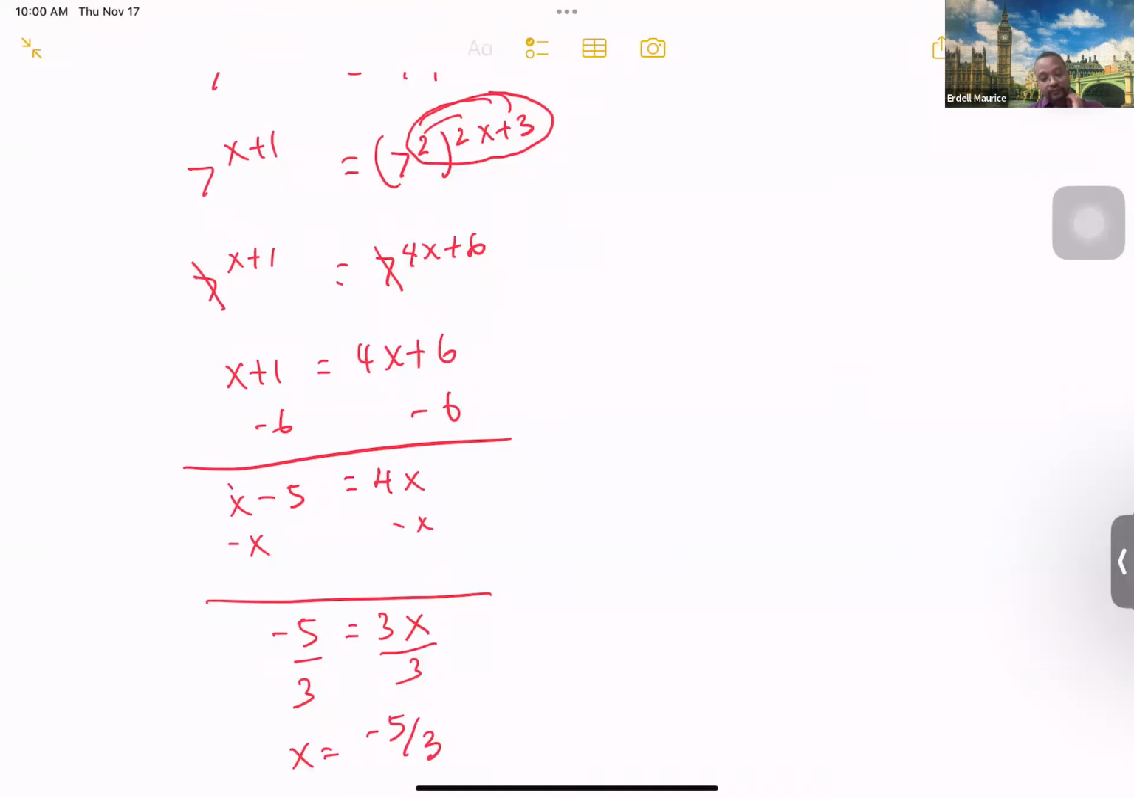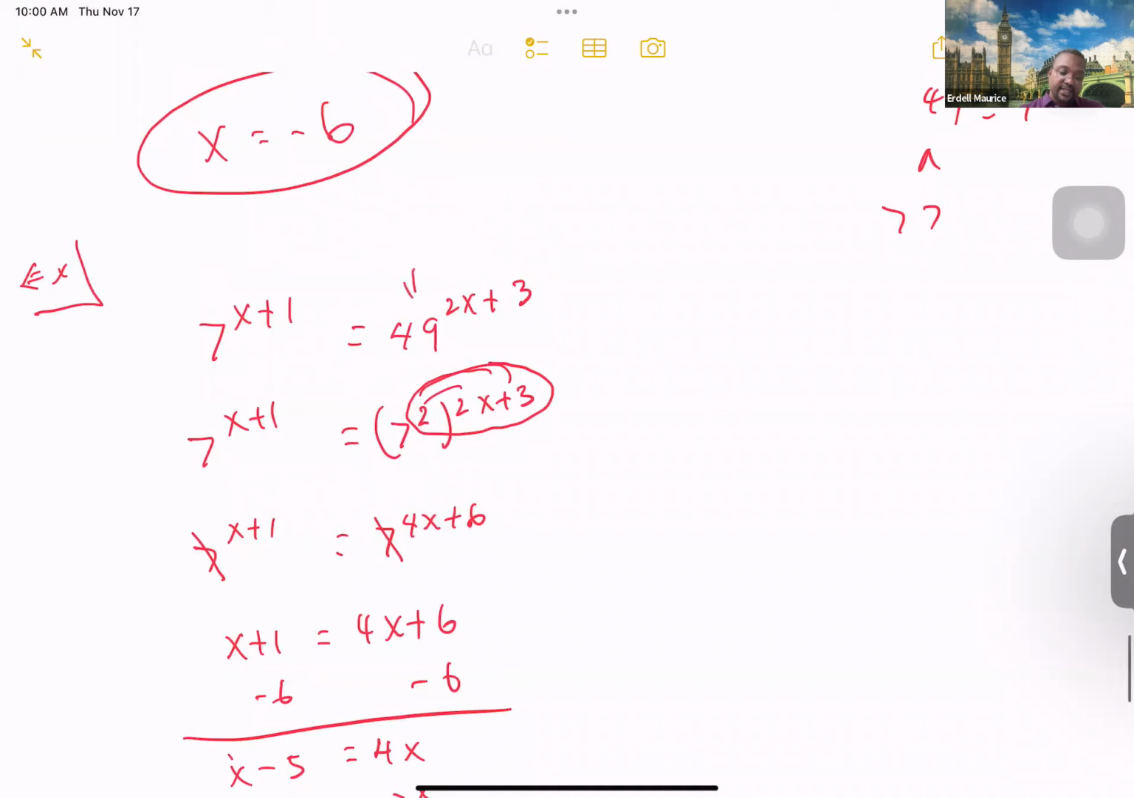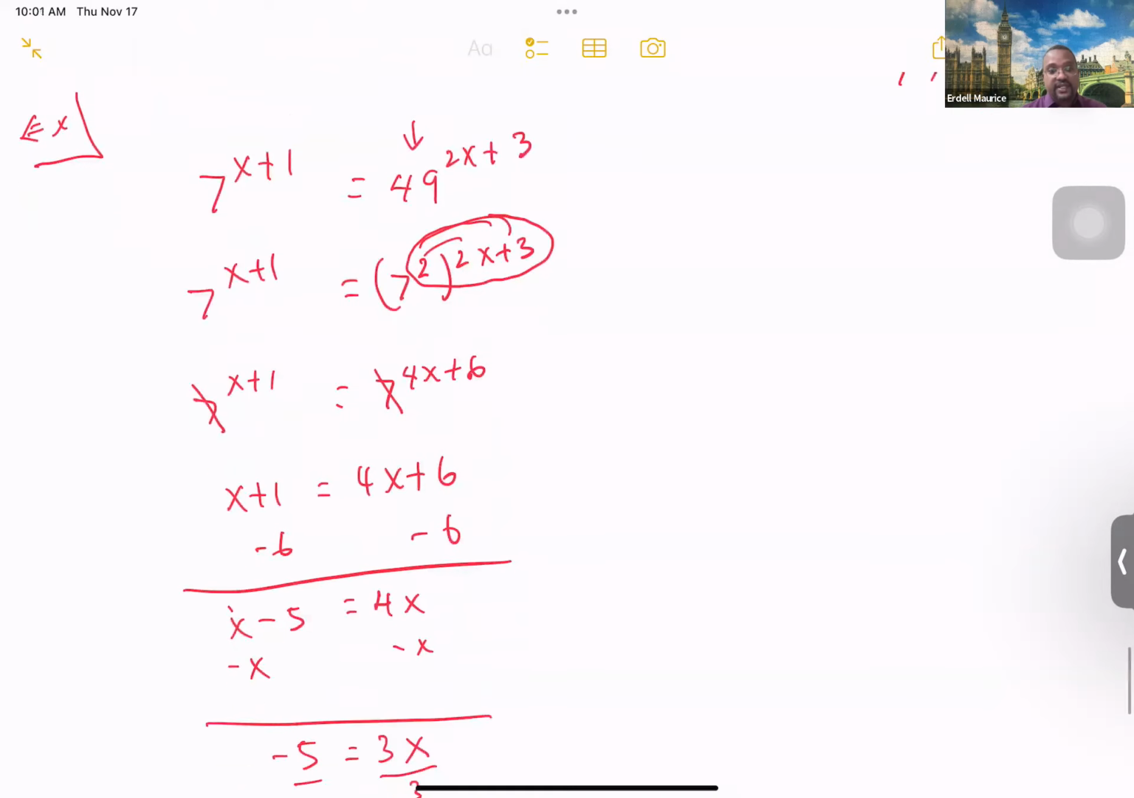Excuse me. And there you have it. You have an answer right here. Again, the key thing right here is you have to break that 49 down into two things that are being multiplied together. Questions there, kind folks?